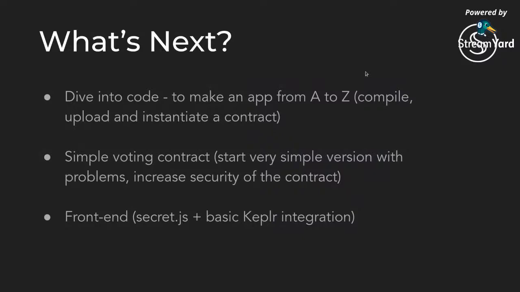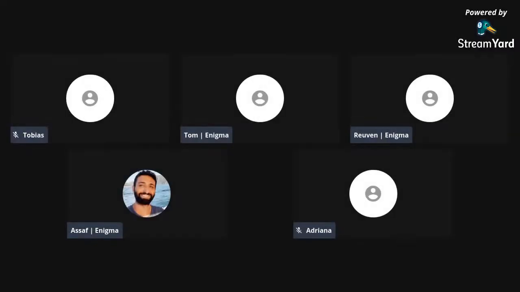Next on this session, I'm done with the boring stuff. Now we will dive into the code. As Adriana said in the beginning, we will see how to make a simple voting app from A to Z. We'll see how to write it, compile it, and deploy it on chain, and then Asaf will show us how to build the UI around that. So, Ruben, thanks, Tom. Thank you for doing all the introductory stuff and explaining what we're all about. Let me just share my screen real quick.